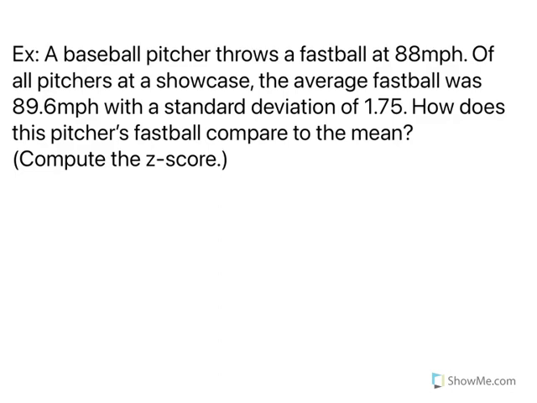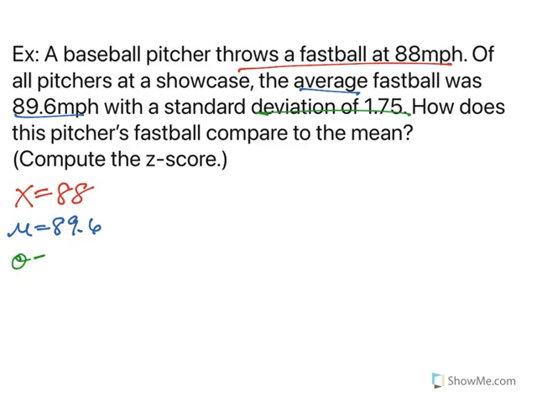A baseball pitcher throws a fastball at 88 miles per hour. Of all pitchers at a showcase, the average fastball was 89.6 miles per hour with a standard deviation of 1.75. How does this pitcher's fastball compare to the mean? Okay, what do we know? The pitcher throws 88 miles per hour. That's our data value. We know that the average was 89.6, so that's mu, and the standard deviation is 1.75.